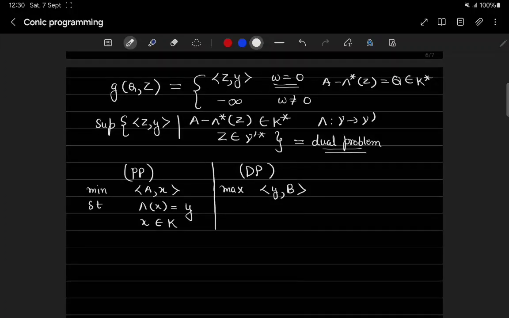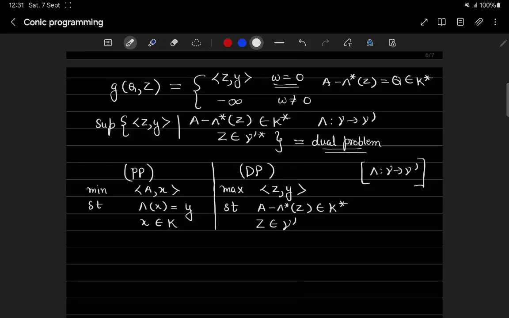Here b was actually y, so it's a bit difficult notation, but let's stick to the previous notation. So lambda x equal to y, x belongs to k, and here it will be z and y such that a minus lambda star z belongs to k star and z belongs to v prime, and lambda is a map from v to v prime. So this is the primal and the dual problem. These are the two optimization problems which are very closely related, and in the next video we will talk about robustness as a semi-definite program.